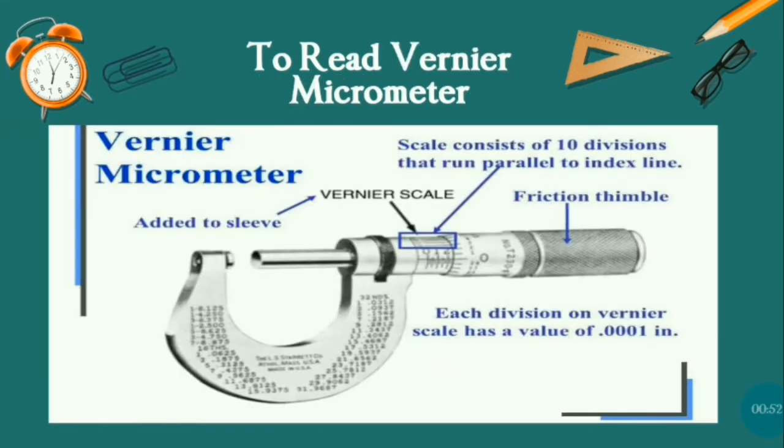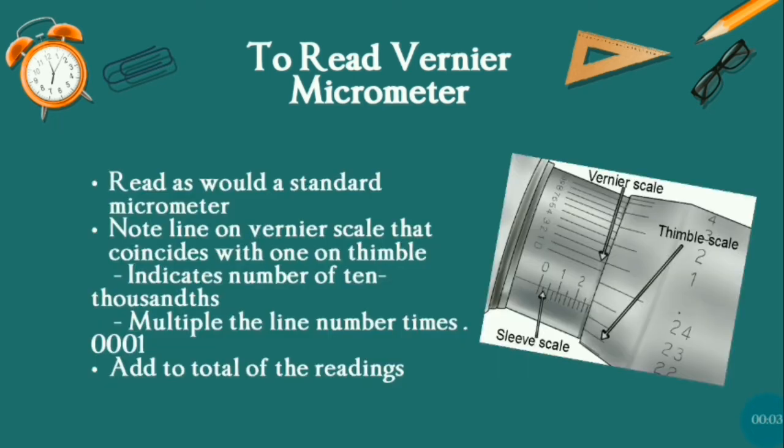Next, we will proceed to how to read a Vernier micrometer. The Vernier micrometer has a scale that consists of 10 divisions that run parallel to the index line. The Vernier scale is added to the sleeve, and it also has the friction thimble, and each division on the Vernier scale has a value of 0.001 inch.